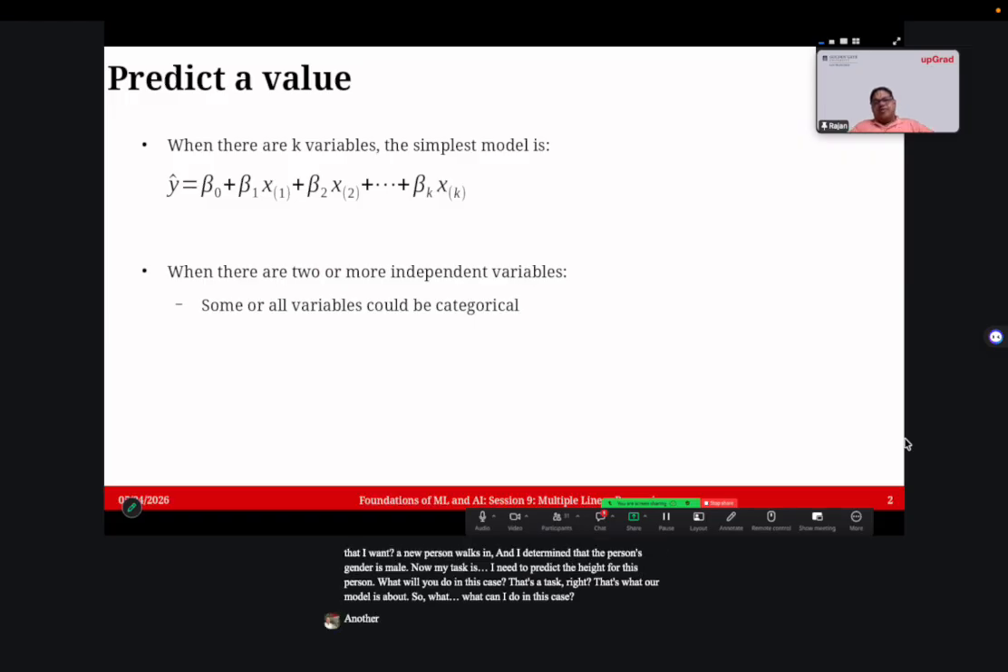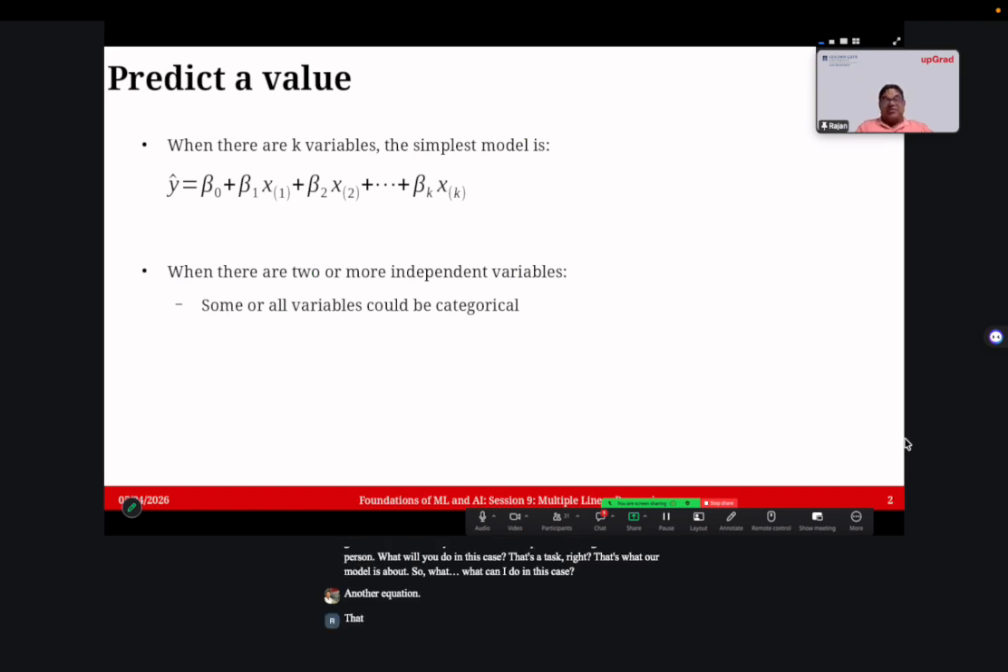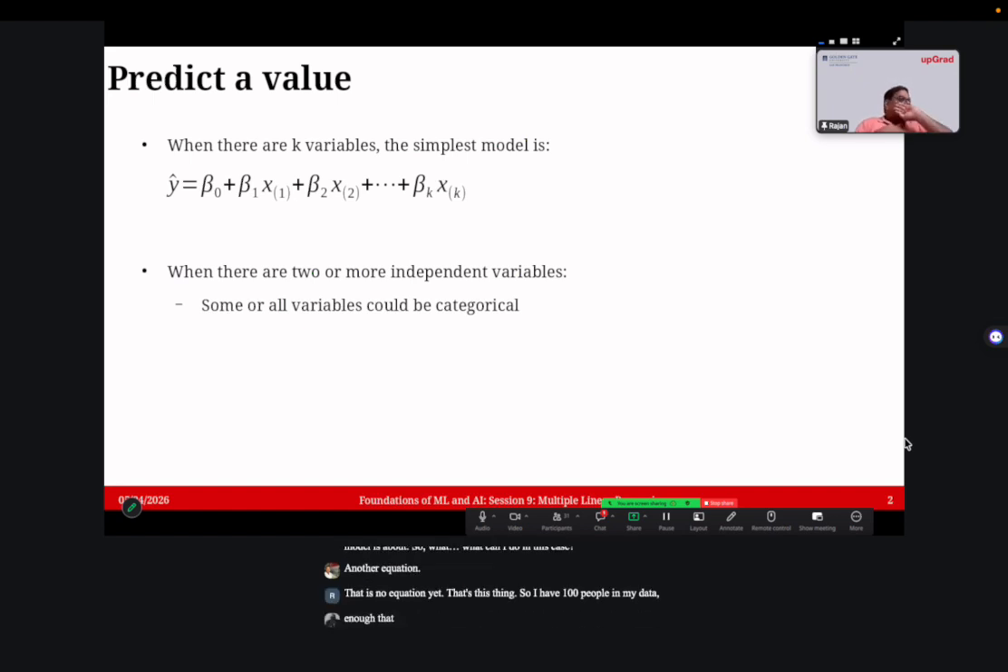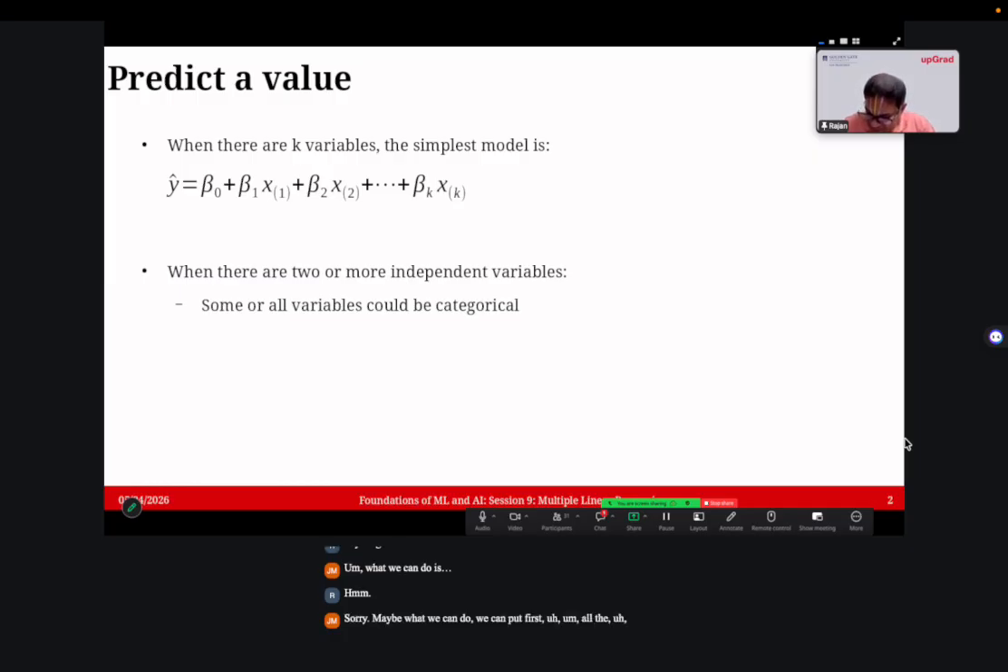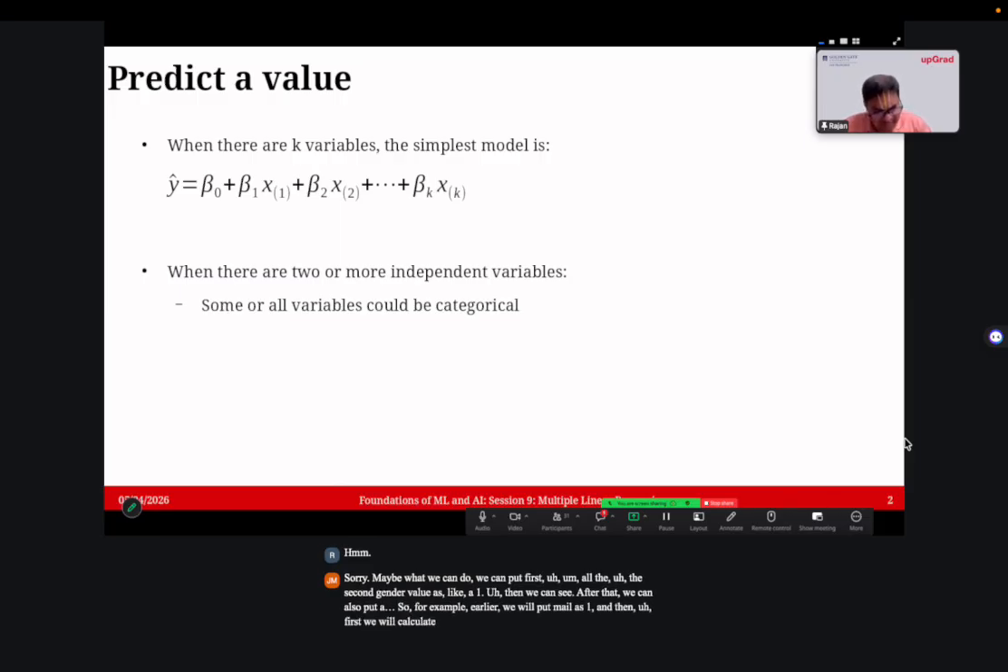Another equation. There is no equation here. That's the thing. So I have 100 people in my data. Enough data. It can't be done. It's not enough data. Say it again. What we can do is put first all the second gender value as 1, then we can see. Earlier we will put male as 1 and first calculate. Again, we can put the male as 0. Then we can calculate.